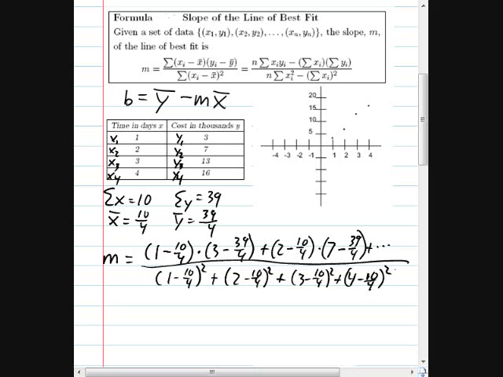It turns out that oftentimes this version of the formula for the slope of the line of best fit is not the best one to use. Notice we have a lot of fractions we're dealing with.